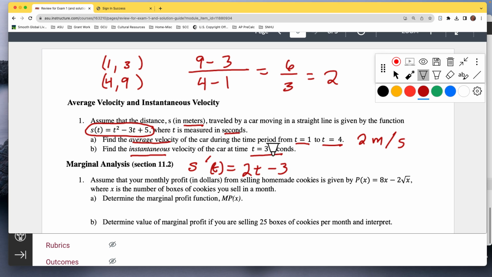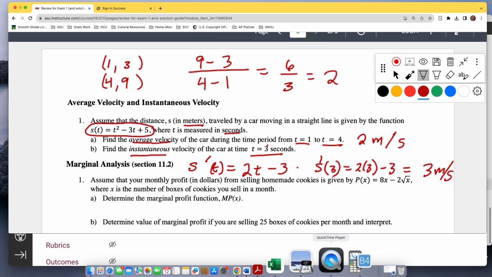And then we want that derivative at 3 seconds, so we plug in. s prime of 3 is equal to 2 times 3 minus 3, so that's 6 minus 3, which is 3. I was going to say 2, but no, it's 3. So be careful. I always throw off my arithmetic. 6 minus 3 is 3. And what are the units? This is meters per second as well, because it's a rate of change, but it's an instantaneous rate of change.